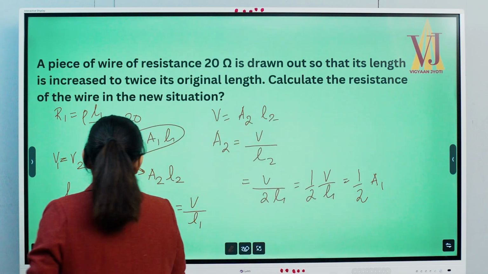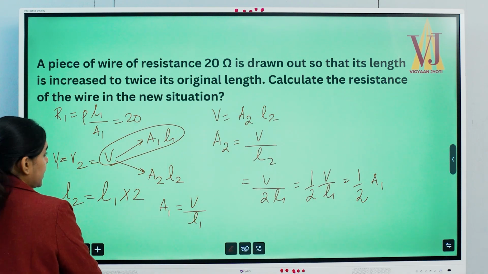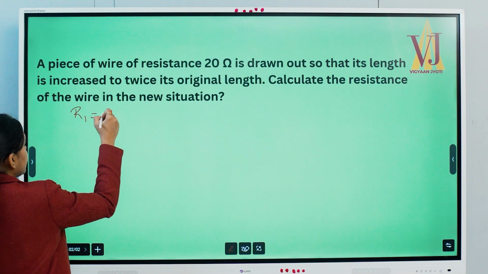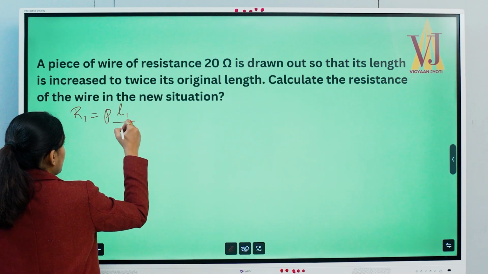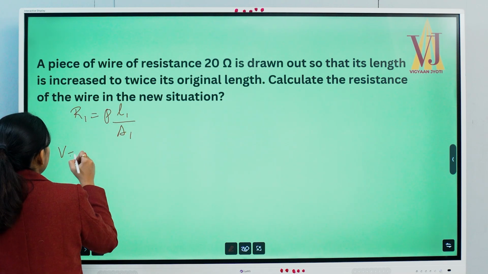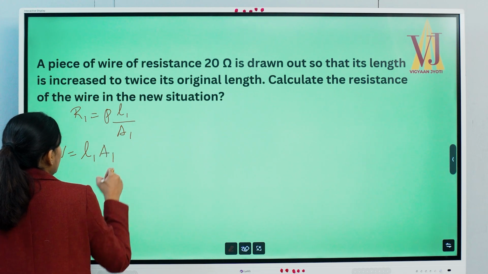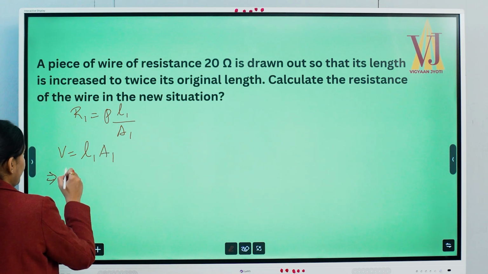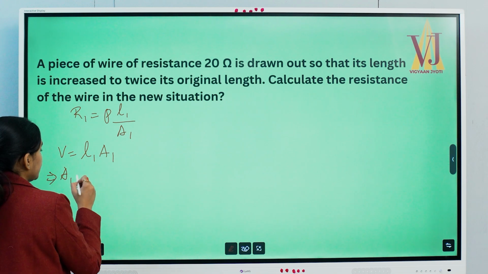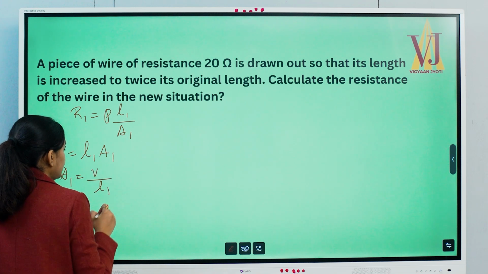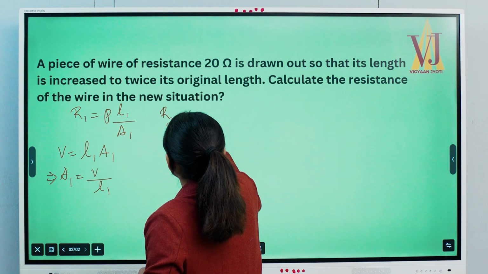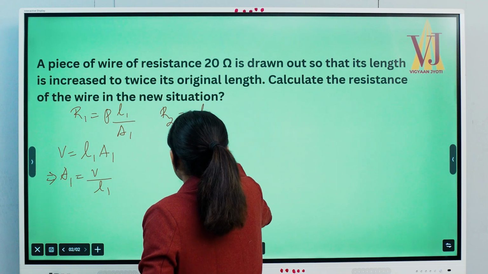First of all, let me do it like this. I'll just take it afresh. Okay, first, my resistance was this, and we know that volume is equal to L1 into A1. Clear? Okay, since we have already started, we know that we have to express A1, so I will just write here the expression for A1. Clear? Now resistance 2 equals rho L2 by A2.